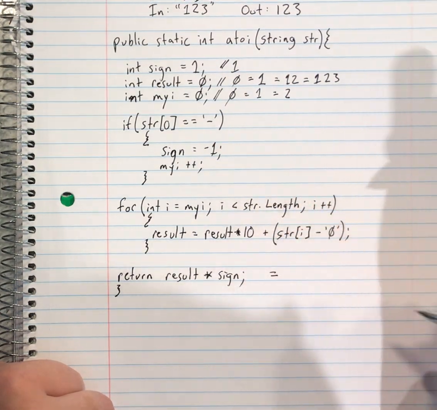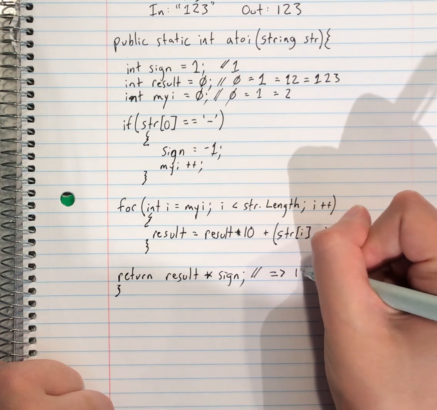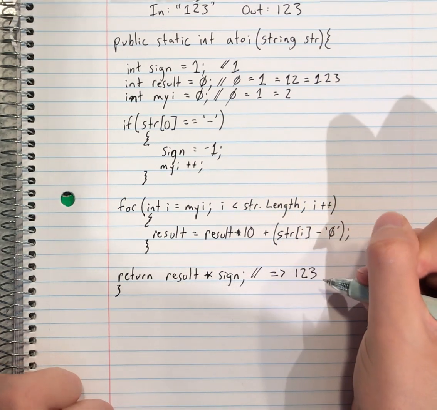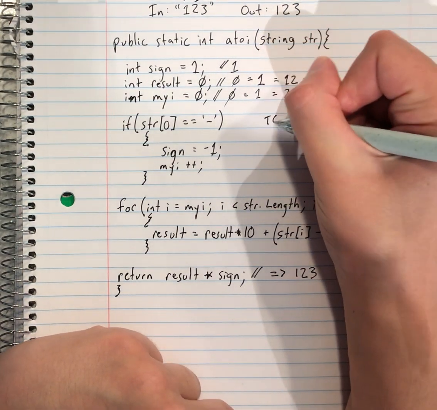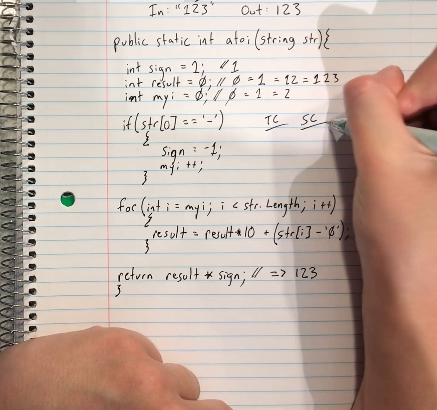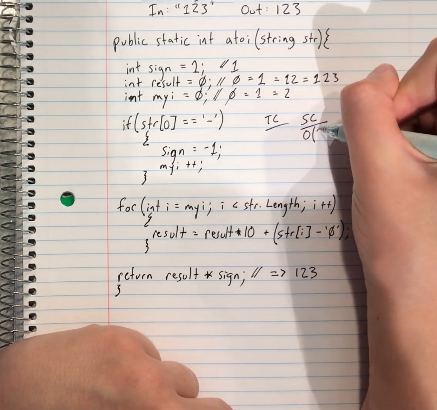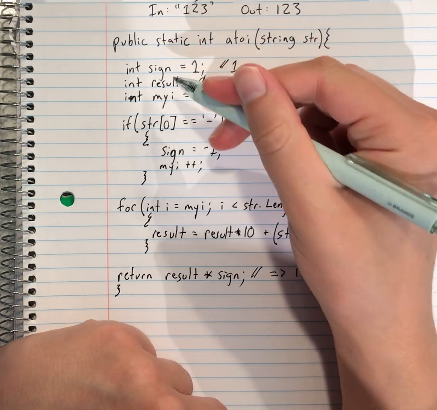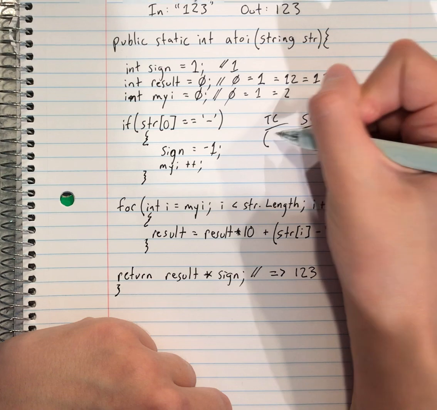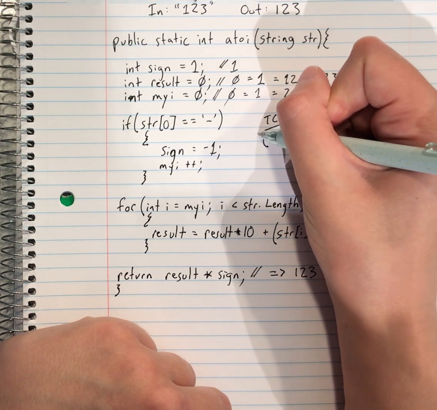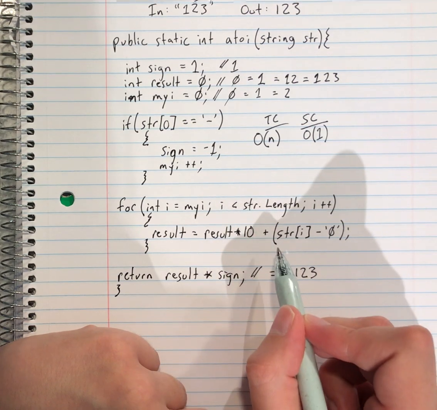So, comment. Out will be returned 123 of type int. Let me analyze the time complexity and space complexity. Space complexity is constant, only using several variables, none dependent on n. Time complexity is linear, big O of n, because we iterate through all the elements in the string.